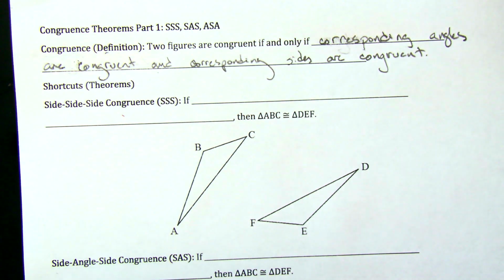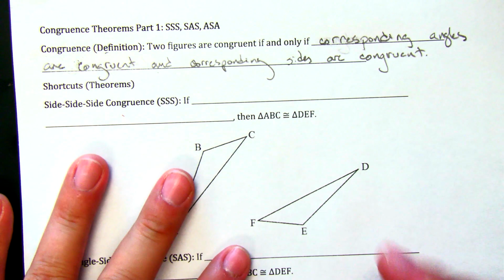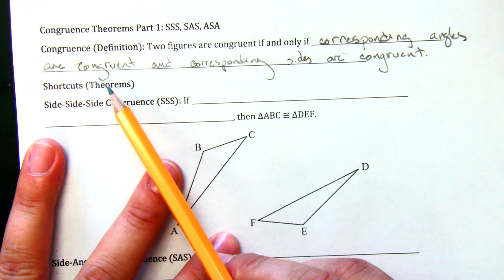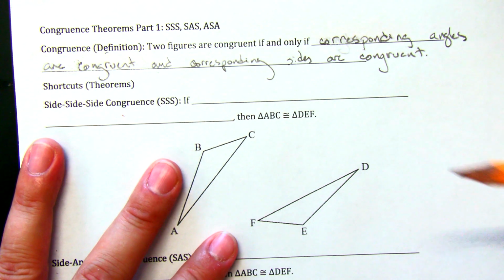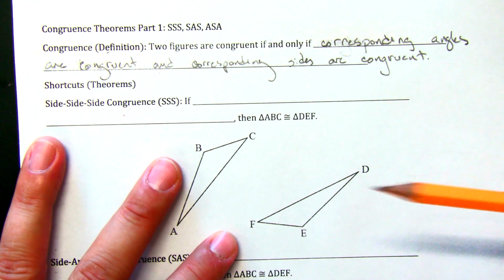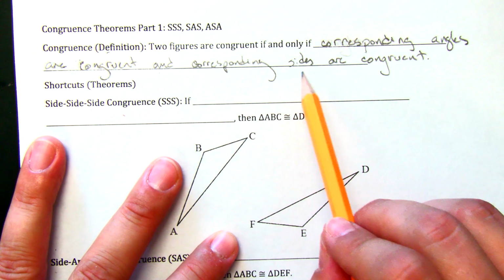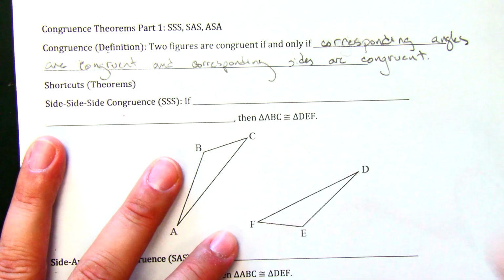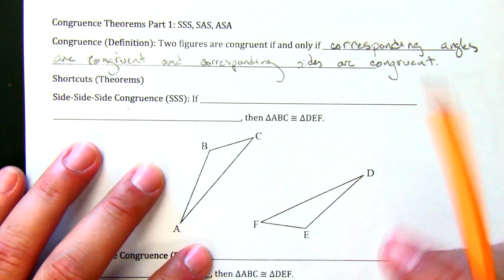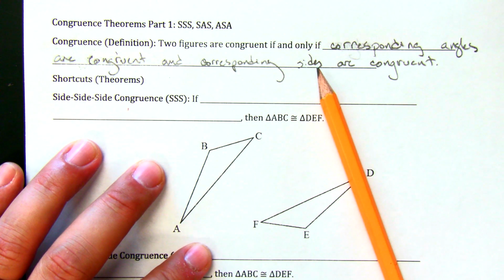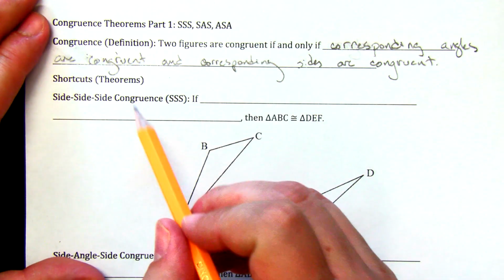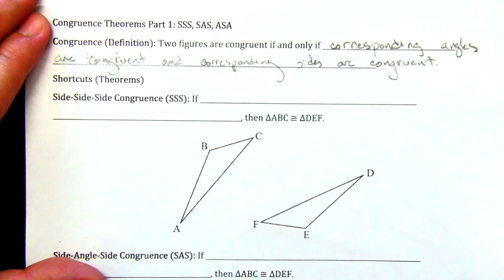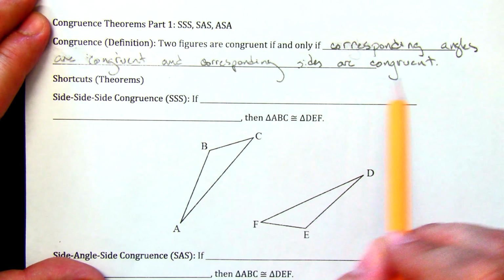Alright, just take a second to notice that this is a lot like our definition of similarity. Figures are similar when corresponding angles are congruent and corresponding sides are proportional. In this case, congruence is really a special case of similarity. It's when the corresponding sides are not just proportional, but actually congruent. They're the same size. So all the angles are the same size, all the sides are the same size. Now, as with similarity, there are some shortcuts, some theorems we can use to show that two figures are congruent without having to show all the angles are congruent and all the sides are congruent.